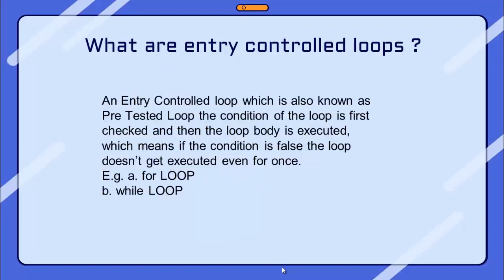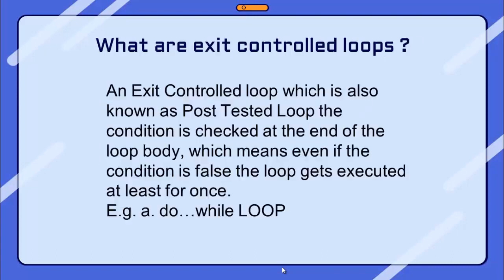Entry control loop, which is also known as a pre-tested loop: the condition of the loop is first checked and then the loop body is executed, which means if the condition is false, the loop does not get executed even once. Example: for loop and while loop.